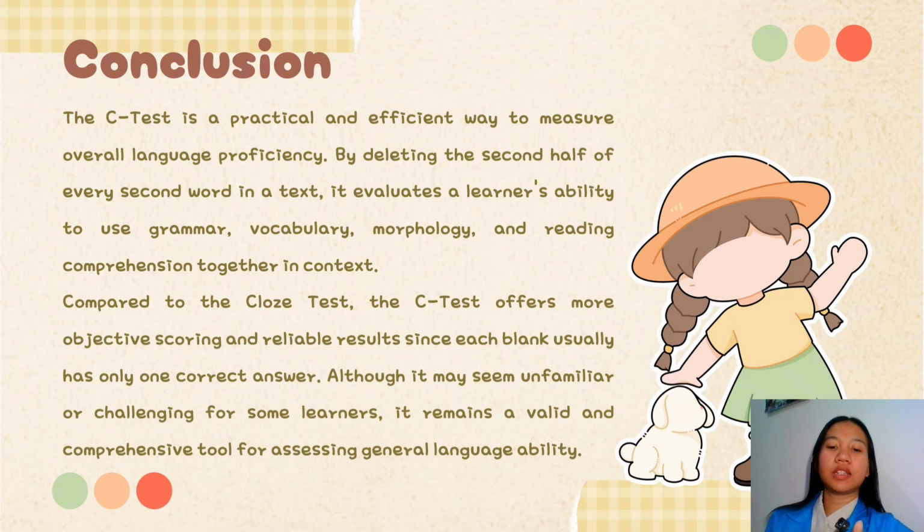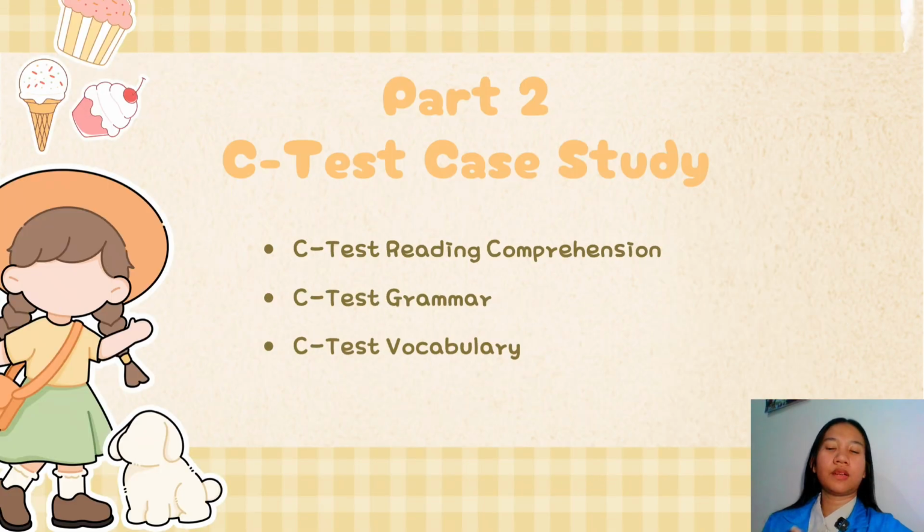assessing general language ability. So the C-test gives a quick but comprehensive look at someone's language ability. It doesn't replace other tests, but it's one of the most efficient tools to measure general proficiency. Okay, and now we move to part 2, C-test case study.